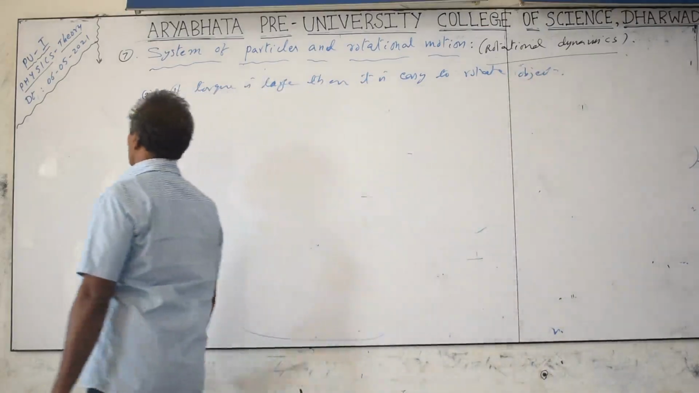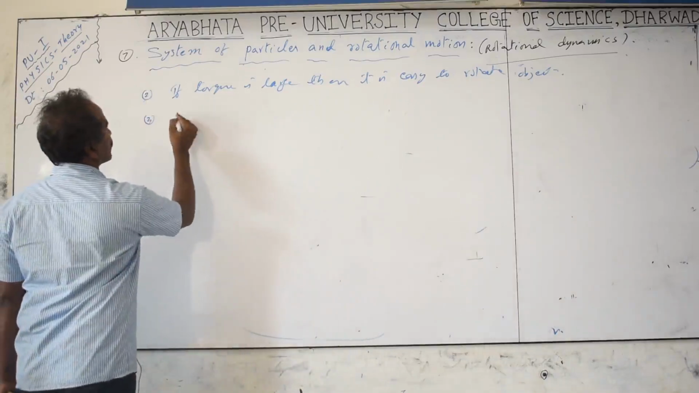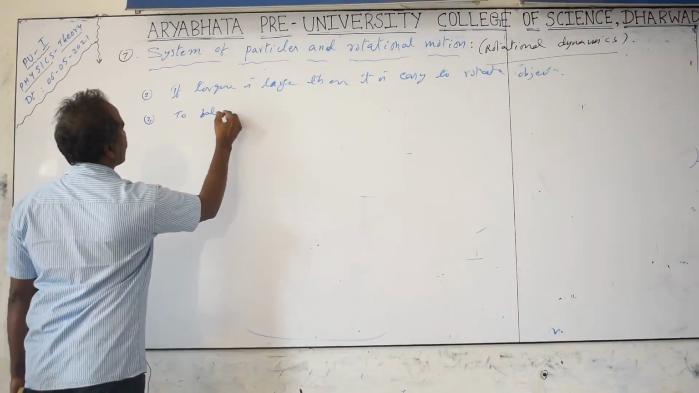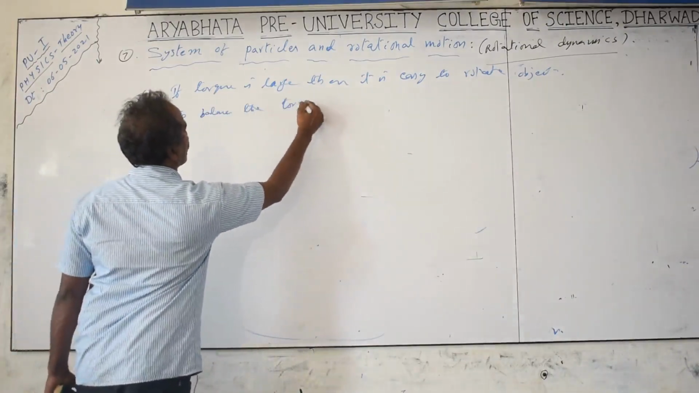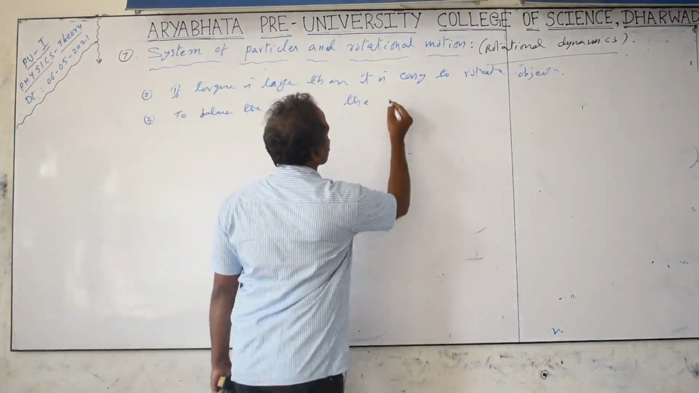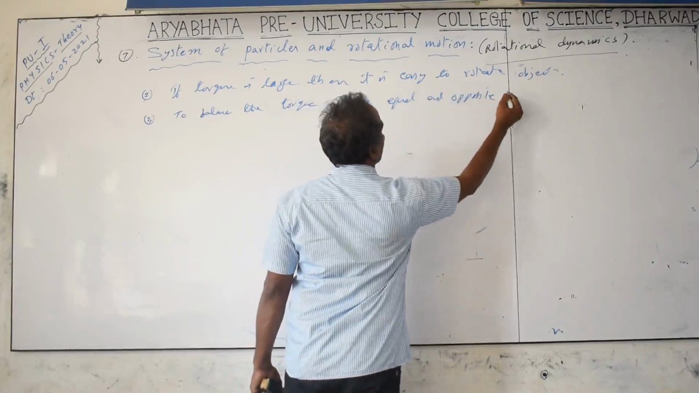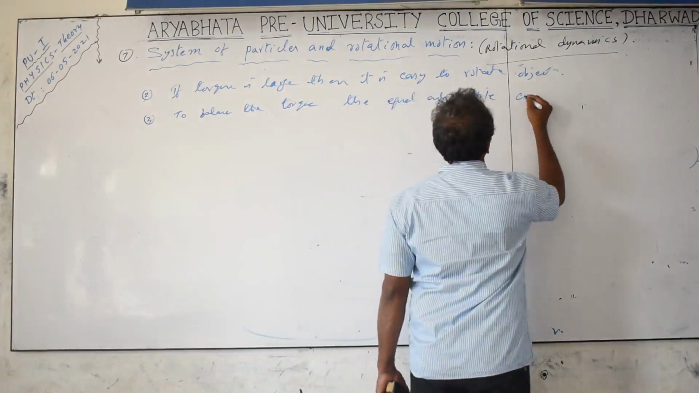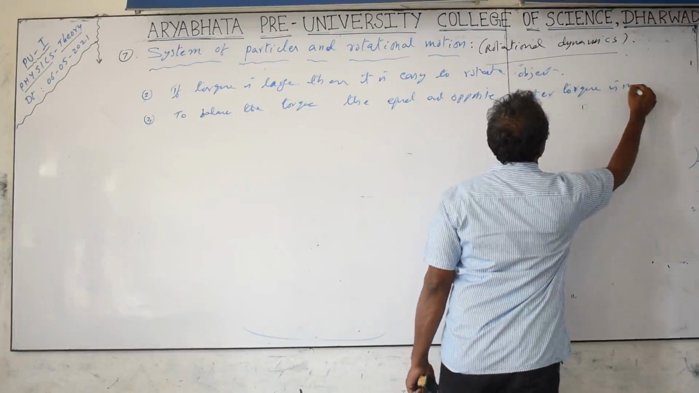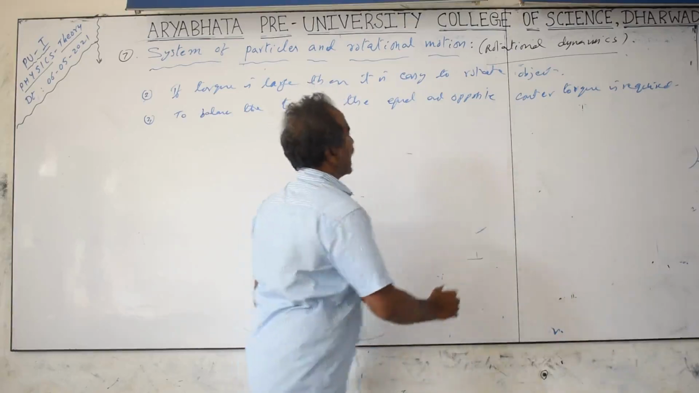If you want to stop the rotating object, what torque is required? Opposite torque, that is called anti-torque or counter torque, is required to balance the torque. The equal and opposite counter torque is required. It is also called anti-torque.